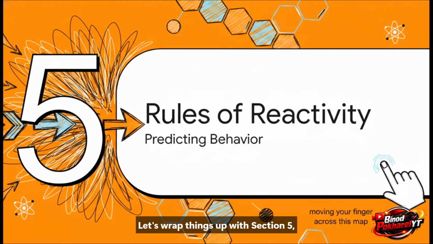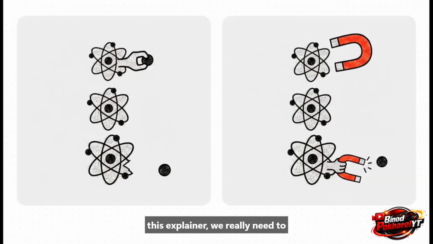Let's wrap things up with Section 5, the rules of reactivity, predicting chemical behavior. For our final stop in this explainer, we really need to understand the overarching trends here. Because once you grasp the mechanics we've just talked about, simply moving your finger across this map allows you to accurately predict how aggressively any of these atomic residents will behave.